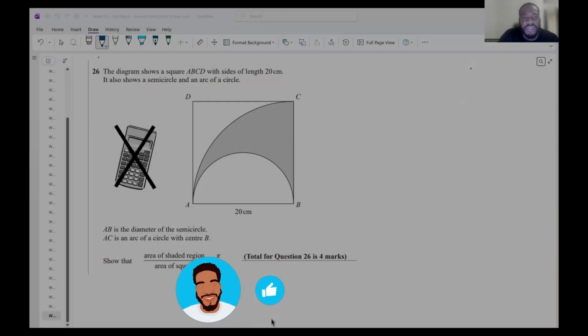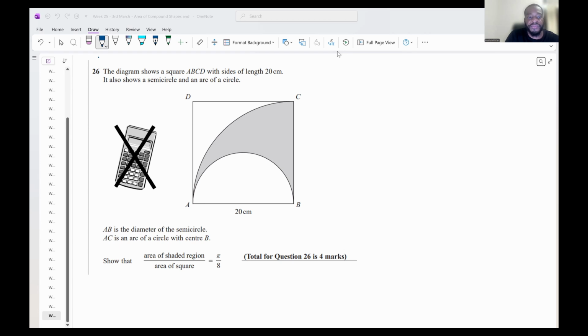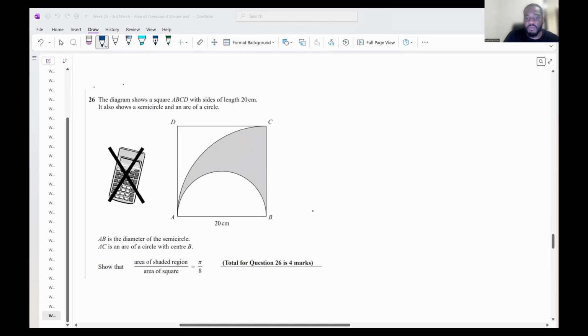So the diagram shows a square ABCD of sides of length 20 centimeters. It also shows a semicircle and an arc of a circle. AB is the diameter of the semicircle. AC is an arc of a circle with center B. Show that the area of the shaded region divided by the area of the square is equal to pi divided by 8. So what we want to do is work out what both of these are methodically, and then divide them and see if we get what they want.